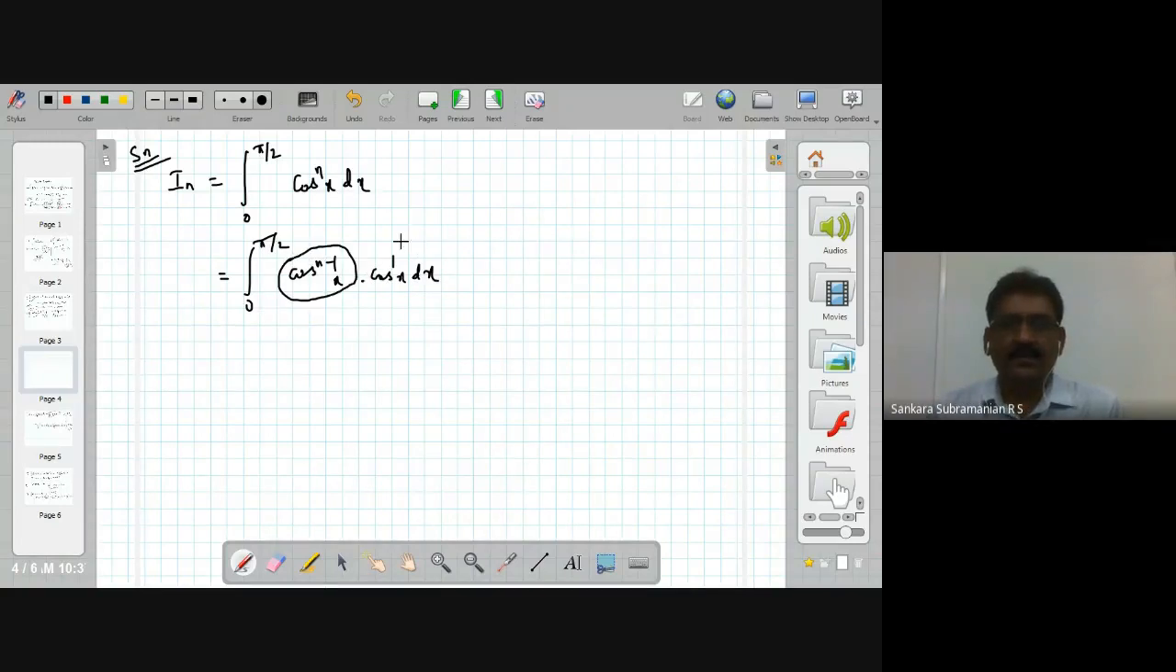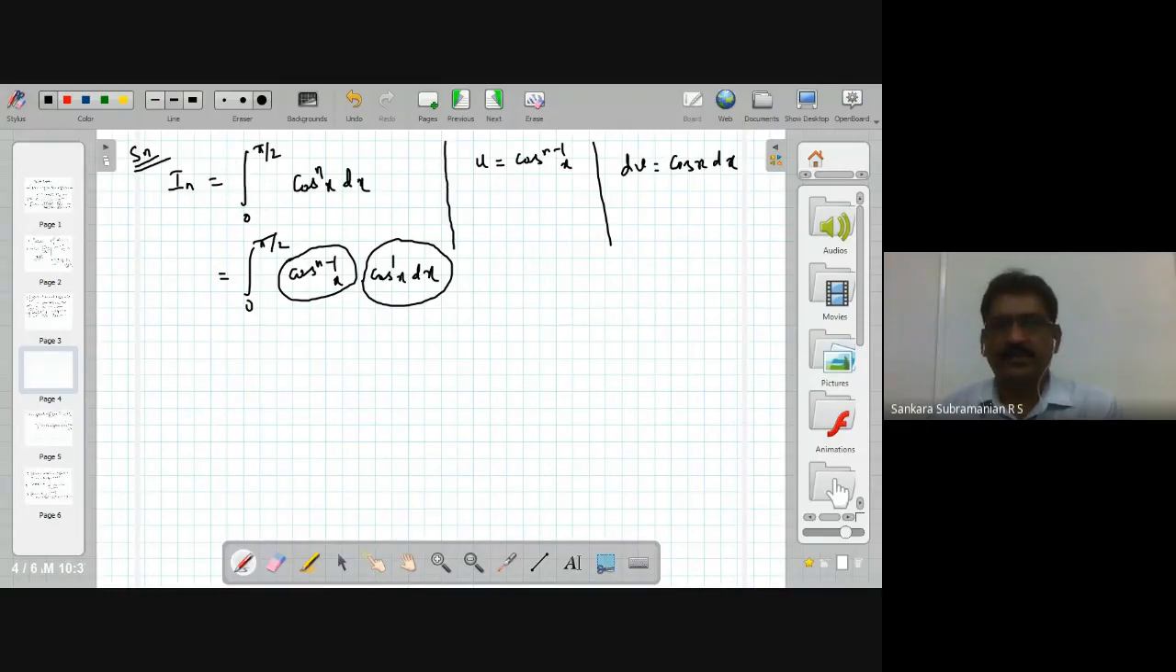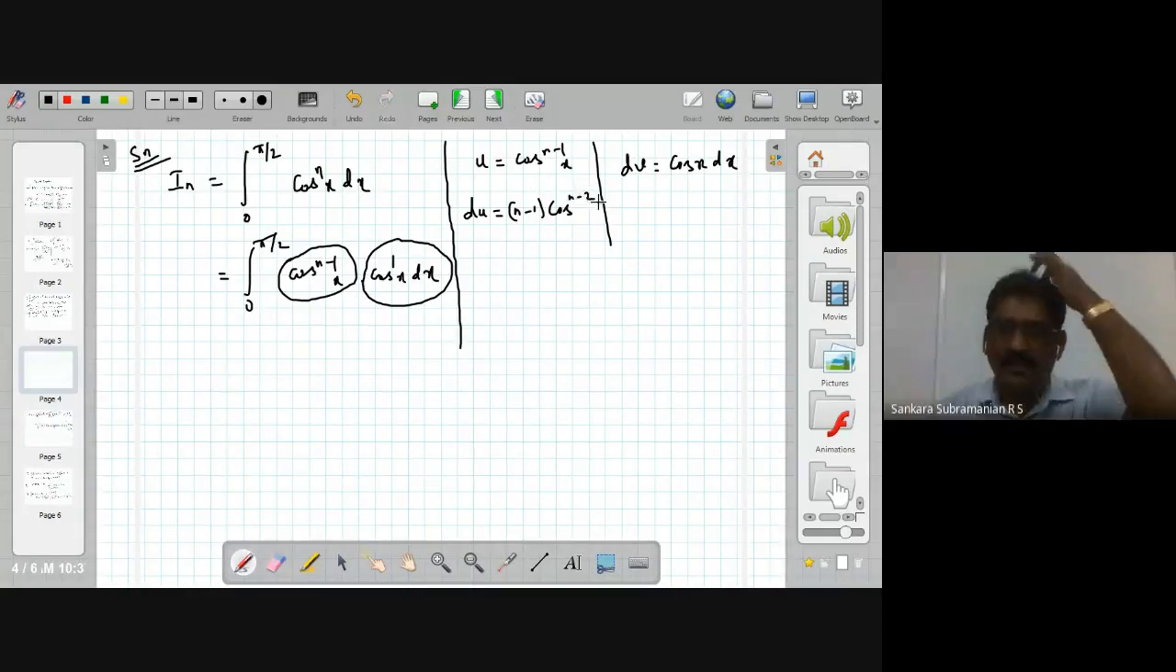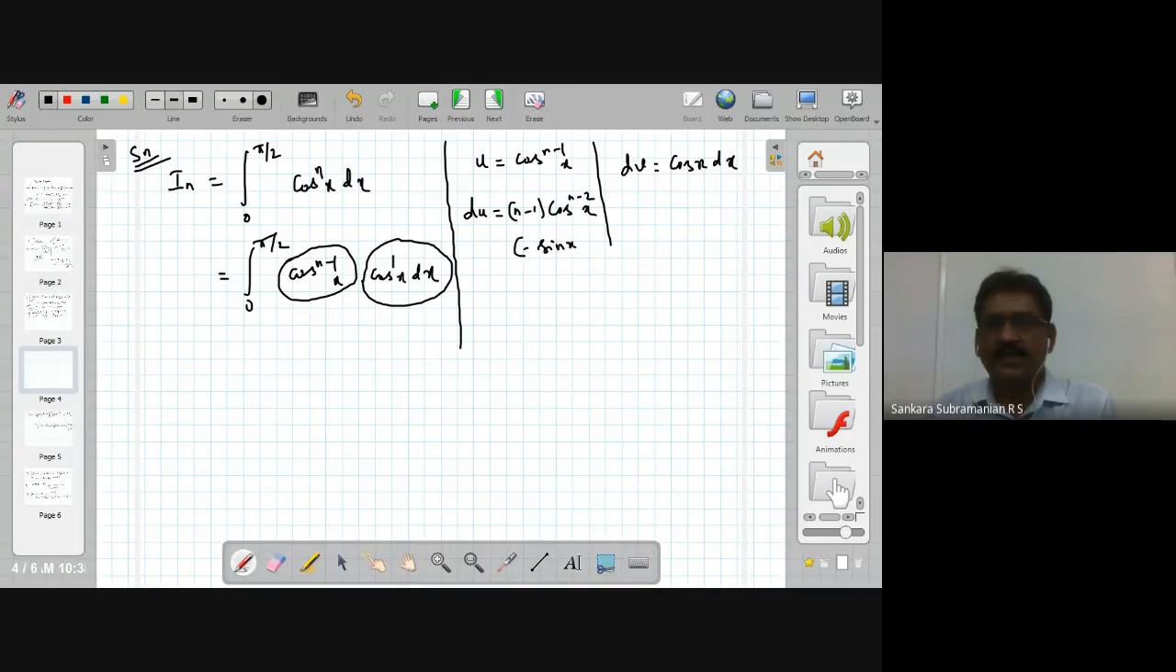Okay, this you have to take as u, this you have to take as dv. So u equal to cos to the power n minus 1 x and dv equal to cos x dx. So there is no difference between the two. You have to substitute the upper limit and lower limit, as in the previous case. So du equal to n minus 1 times cos to the power n minus 2 x into the differentiation of cos x, which is minus sin x dx, and v equal to integral of cos x dx, which is sin x.